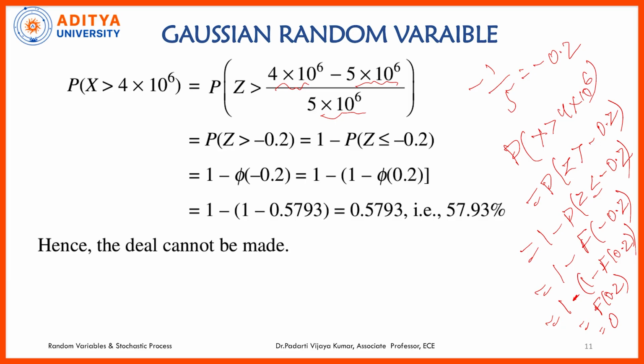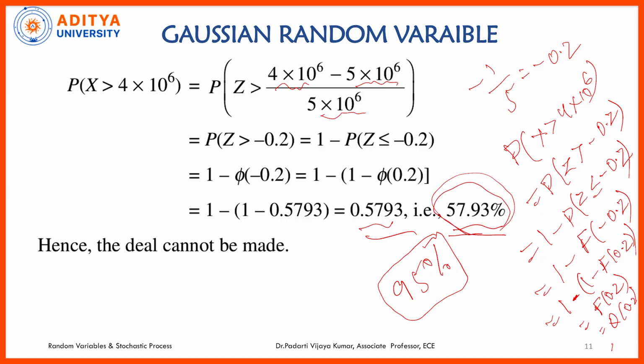So the Q function of this value is 0.5793. We will get 0.5793, that is 57.93%. But in order for the deal to happen for a mainframe computer, the IC chip lifetime should exceed 4 into 10 power 6. This is the criterion they want. They need a 95% chance that the IC chip lifetime will be greater than 4 into 10 power 6, which is not possible here. Based on the deal requirement, the probability for the given data is 57.93%. That means closely a 58% chance is there.